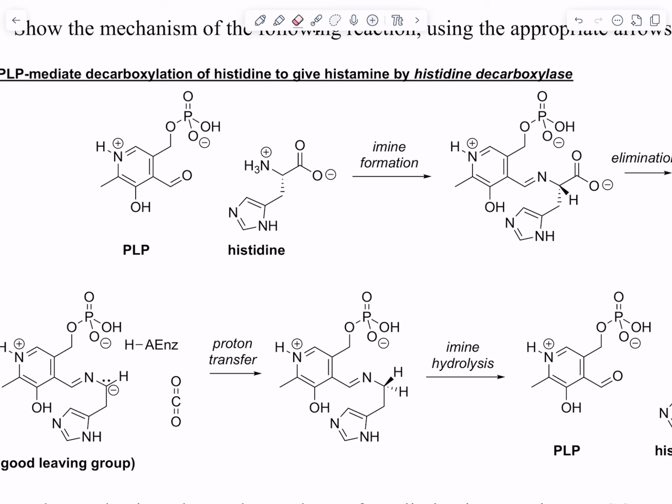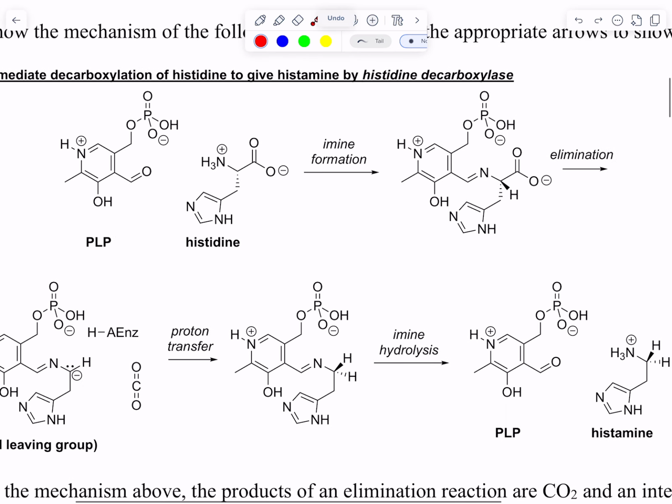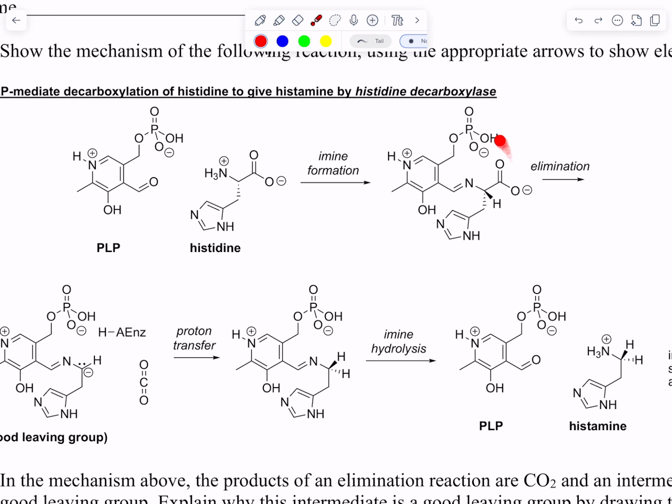It starts with the amino acid histidine and the cofactor PLP, which is, I always forget, vitamin B6, right? And you form the imine. We went through that several times last time. Remember, you get the imine by bonding the nitrogen to the carbonyl carbon with a double bond. And then the thing that ends up leaving is H3O+. So this is the imine.